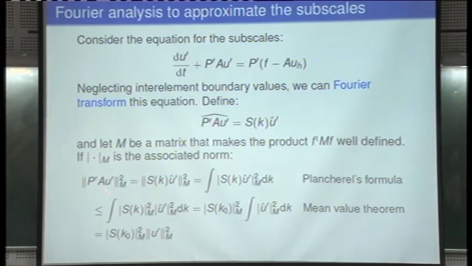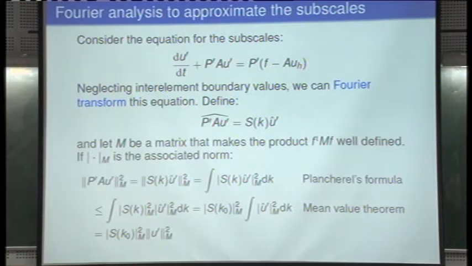The norm of this term, because of Plancherel's formula, is going to be equal to the norm of the transformed derivative. This is the first result that I use. So the norm of this term is going to be the norm of the Fourier transform, the L2 norm of the Fourier transform, which is defined here.